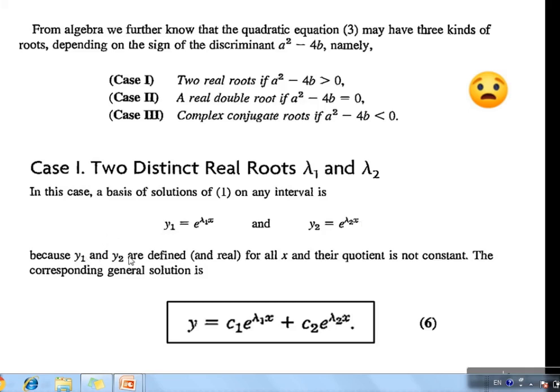Now, because y1 and y2 are defined and real for all x and their quotient is not constant, the corresponding general solution is y equal to c1 e power lambda 1 x plus c2 e power lambda 2 x. So you can see here I have two solutions with two different lambdas, lambda 1 and lambda 2. But keep in mind that lambda 1 and lambda 2 are different.